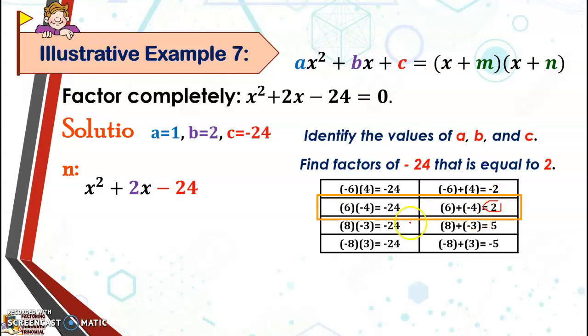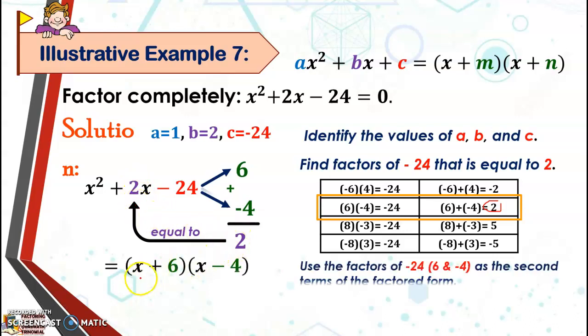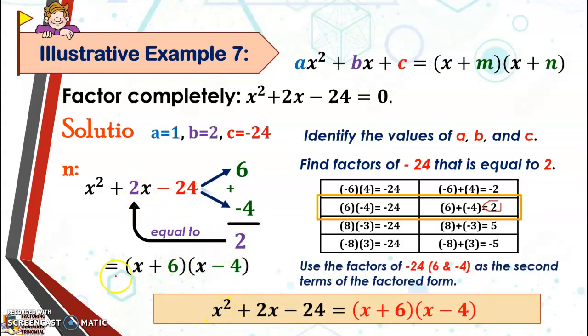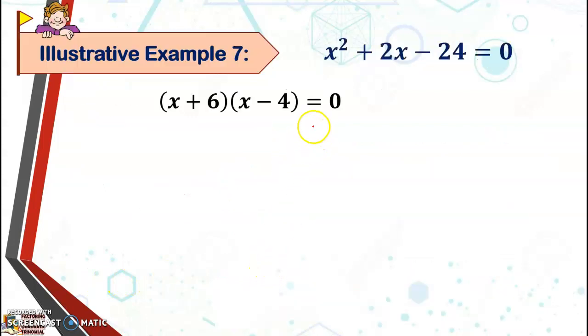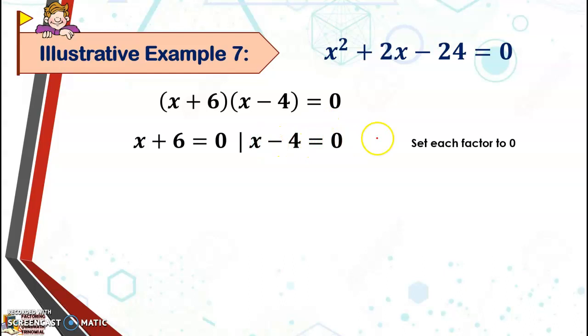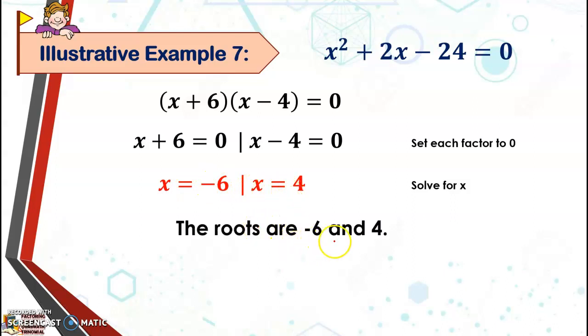So this is the factor we will use, 6 and negative 4. Now you have 6 and negative 4, which sums up to 2. So our factors are x plus 6 and x minus 4. Now we set them to 0 and solve for x: x equal to negative 6, x equal to 4. So the roots are negative 6 and 4.